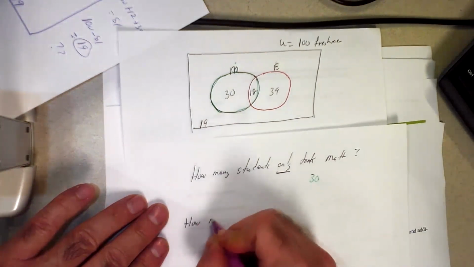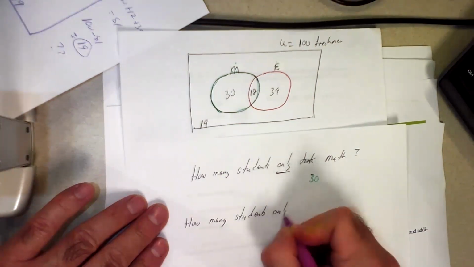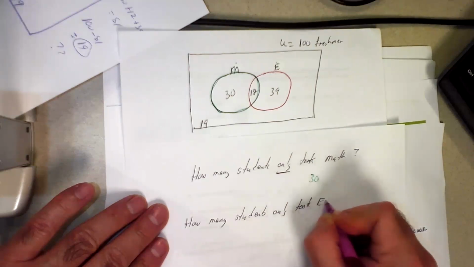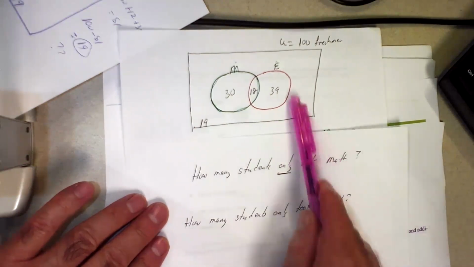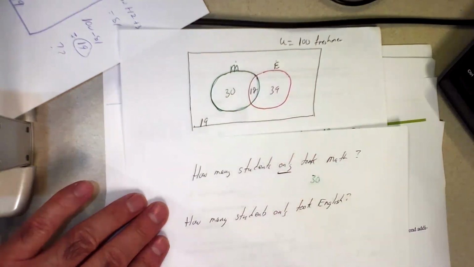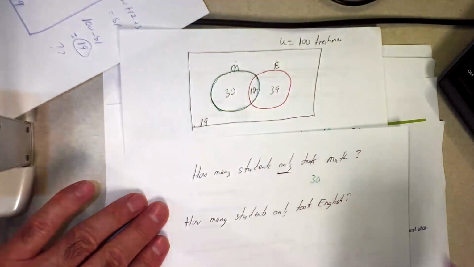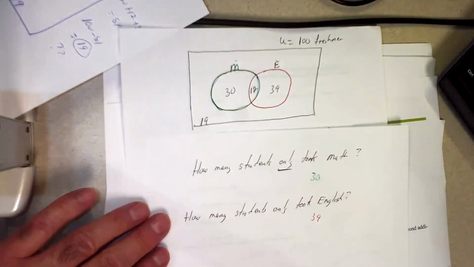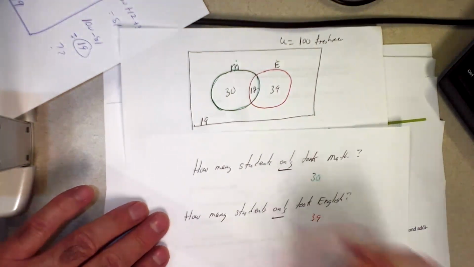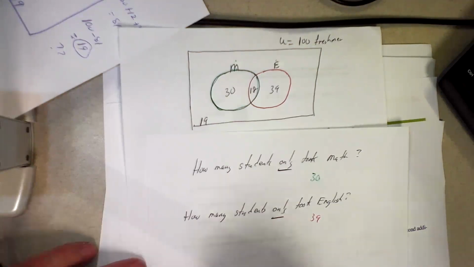Likewise, how many students only took English? Right? Again, you're looking at the red circle. I only want the numbers that are only taking English. You don't want the ones that are taking math. So I can't include 12, so it has to be 39. And the key word is the word only. You're only wanting that specific ones in that circle, not the ones that overlap.